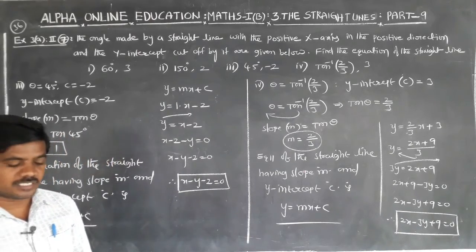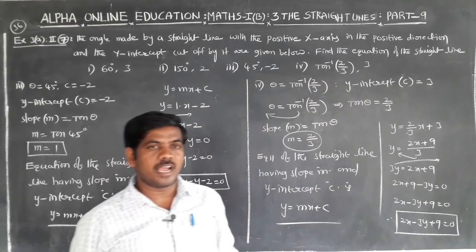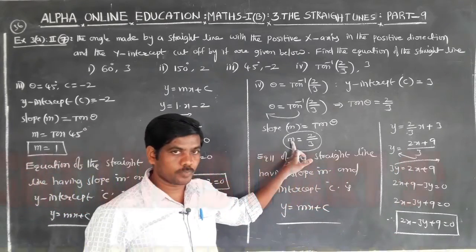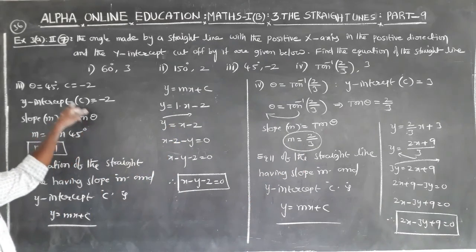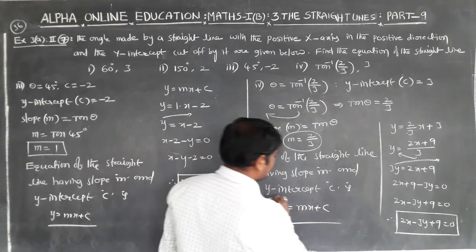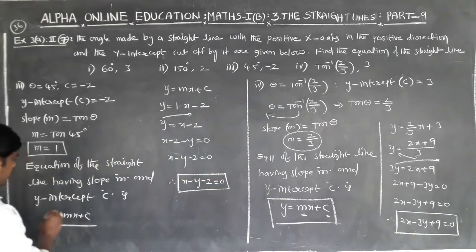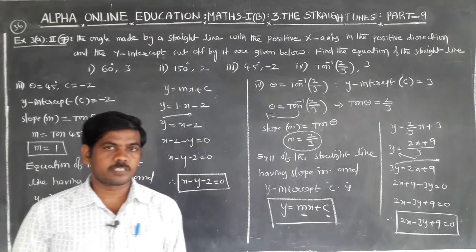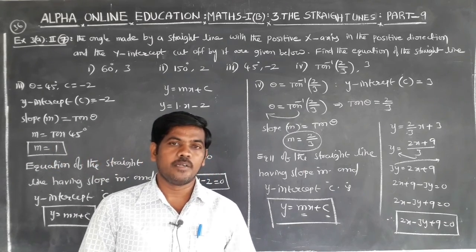This is the process. Here already given the y-intercept c and the angle made with the positive x-axis. First of all, find the slope of the line. Slope m is equal to tan theta. Substitute the angle value, find the slope, and find the equation of the straight line having slope m and y-intercept c, which is y is equal to mx plus c, the formula. This is the process for finding the equation of the straight line given the slope and y-intercept.